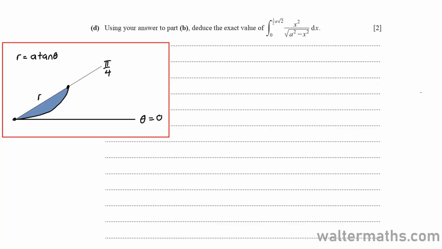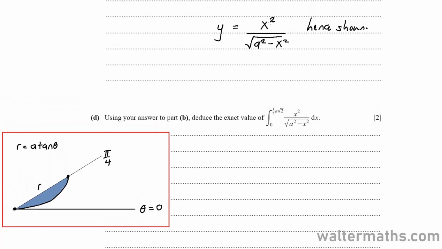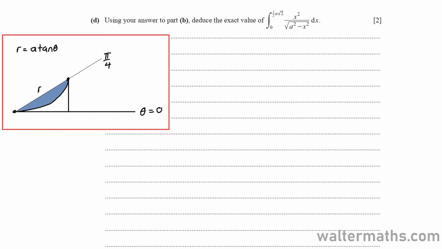Now the Cartesian equation for the same graph is y = x² over the root of a² − x². And if we're integrating from 0 to half root 2, this definite integral means we're looking for the area under the Cartesian form of the graph. So we say here we're looking for this area. That's the area under the Cartesian form of the graph. So this point here is 0, and this point is half root 2.